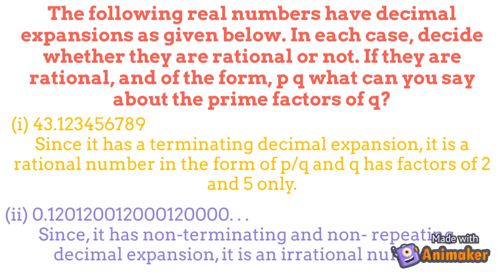Okay, so let's see our next example, that is 0.120120012000120000 and so on. That means infinity. So infinity means what? Non-terminating. It does not have any end point. So you can clearly see that it is an irrational number or a non-terminating decimal expansion. Okay, so here it is proved.